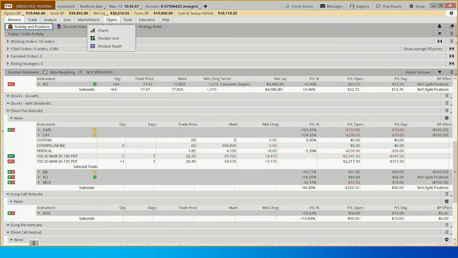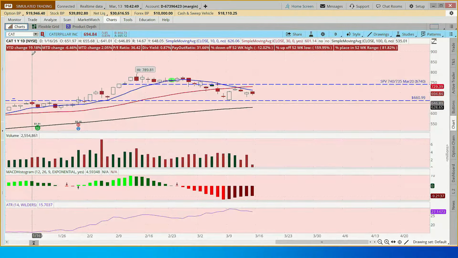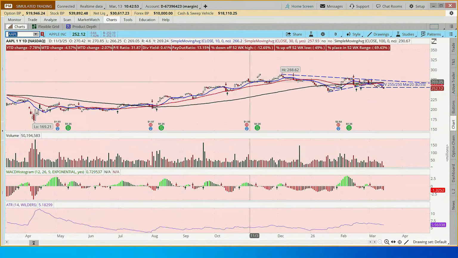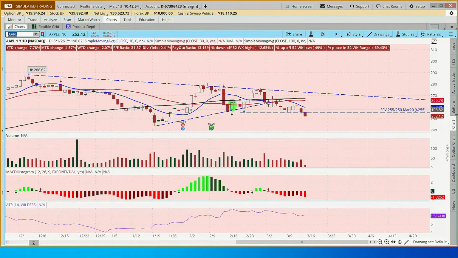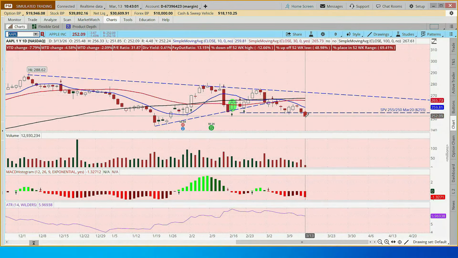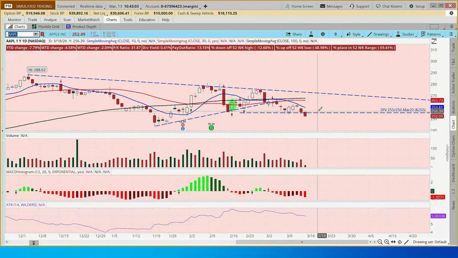And Apple, I looked at Apple, and Apple was kind of flirting with a support level. And it is through our strike. But you know what? We'll wait. And on Monday, if this hasn't moved, whatever has happened, we'll likely take action on Monday on that one.